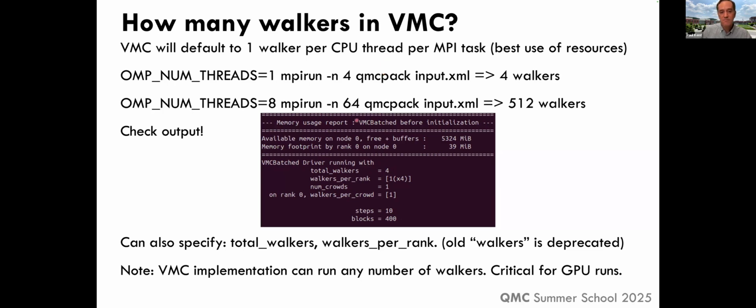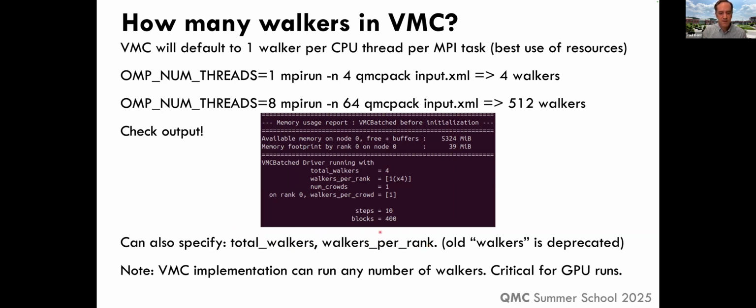Now you can change the defaults, and this is going to be something that's important for GPU runs, as we'll cover in a bit over a week. You can also specify the total number of walkers that you would like for the entire run across all the nodes. And you can also specify walkers per MPI rank. And this can be useful if you want to write an input file where if you then run it on a machine that's twice as big, you will then get twice as many samples in your calculation.